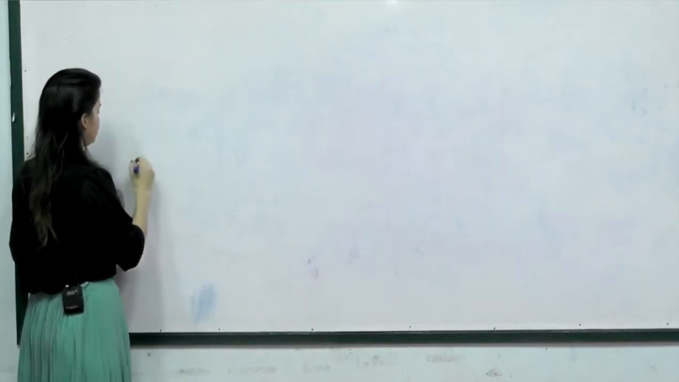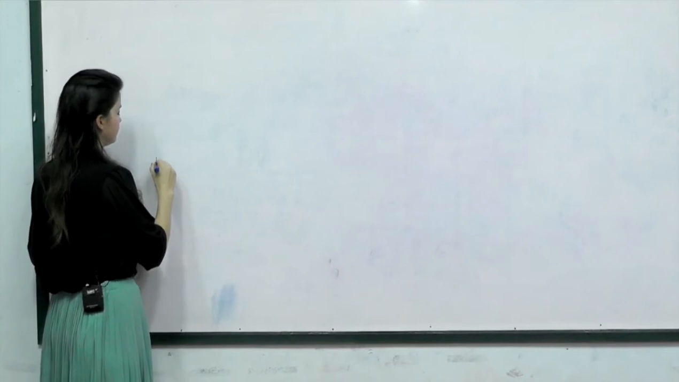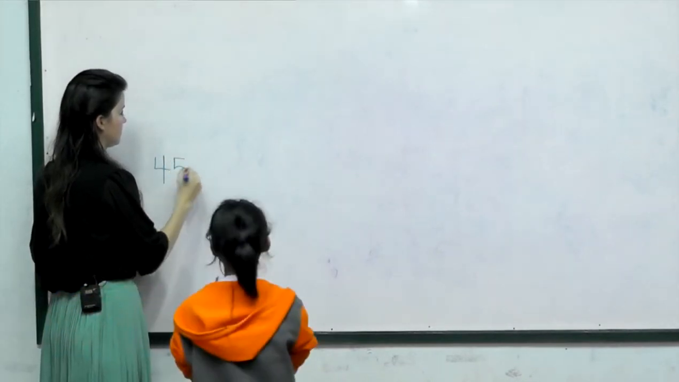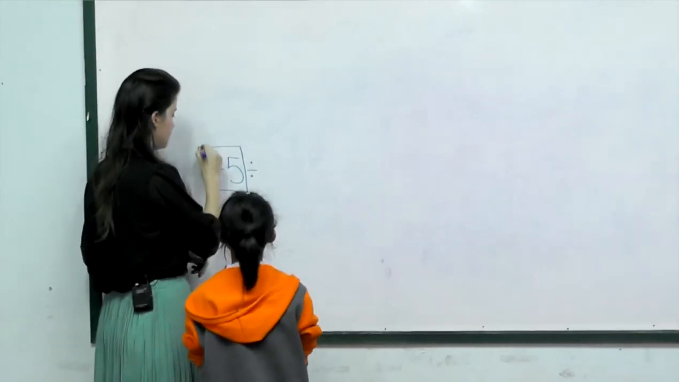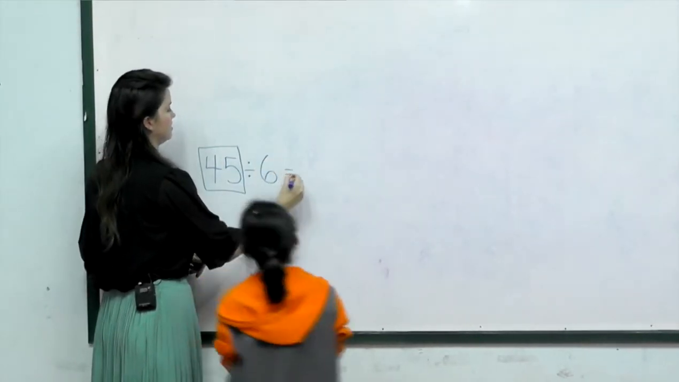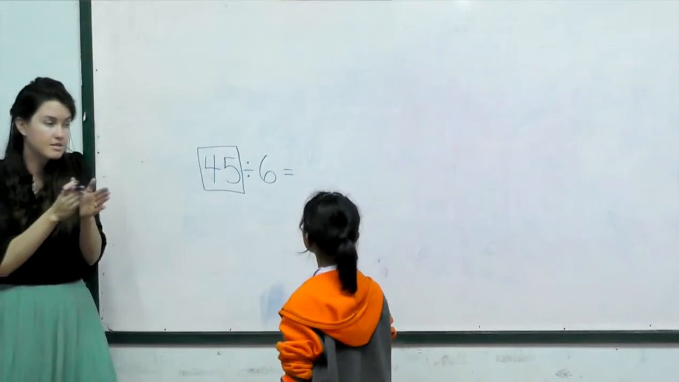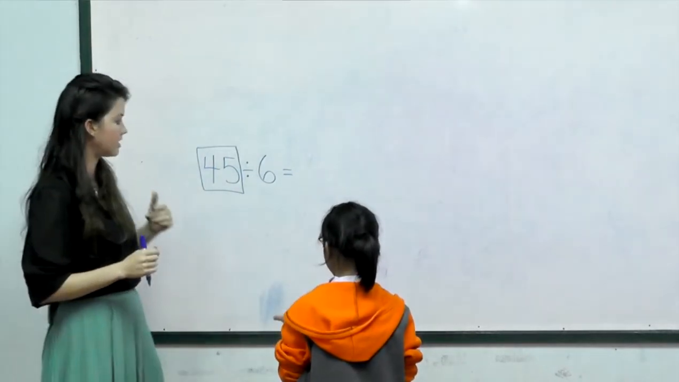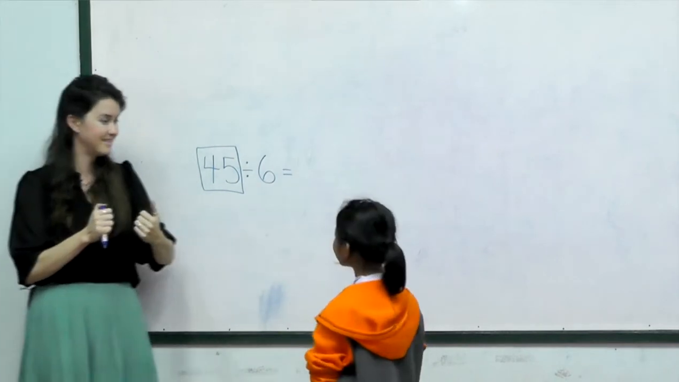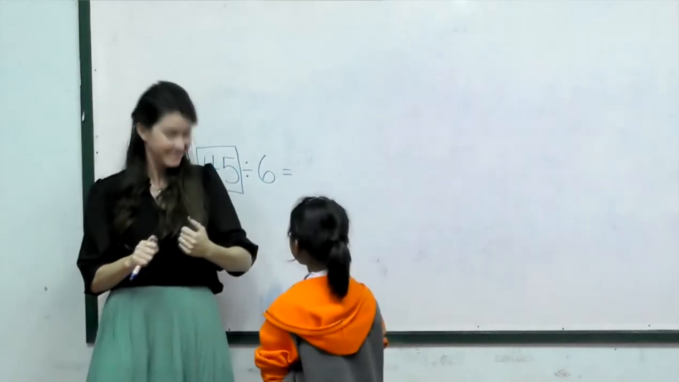So let's do 45, that's our big number. Okay, so we're getting as close as we can to 45, but not higher. We're going to count by six. Can you count out loud for us? You can do it, I'll help you if not. You can do it.